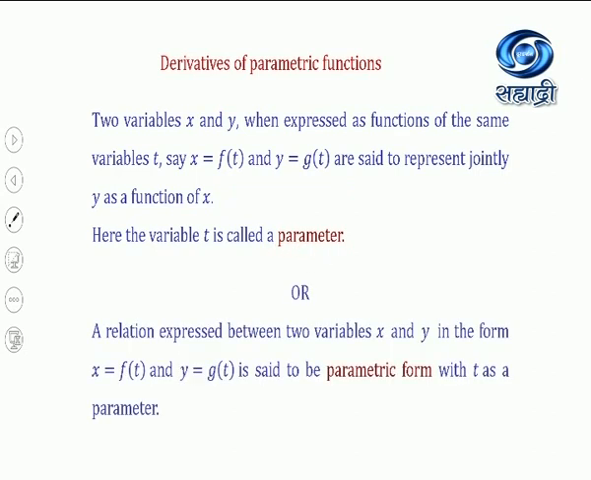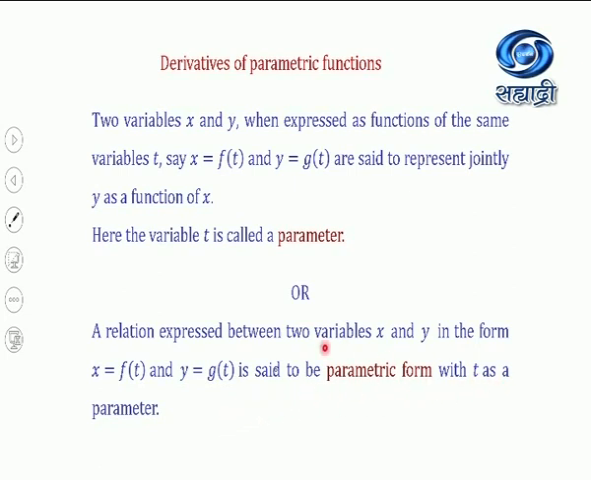Remember this thing. Now, in other words, a relation expressed between two variables x and y in the form x equal to f of t and y is equal to g of t is said to be parametric form with the parameter t.